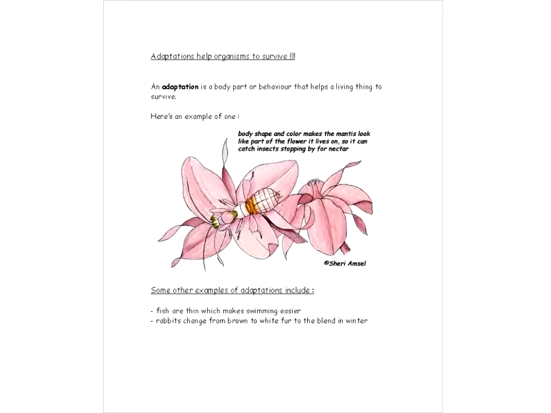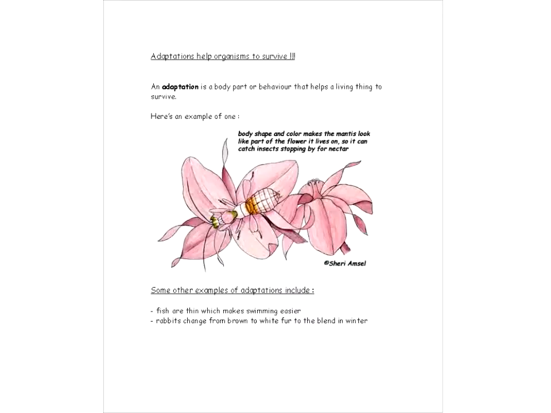And so the first picture here we have is talking about adaptations. And I put adaptations help organisms to survive. And so we'll just read the definition for an adaptation. It's a body part or behavior that helps a living thing to survive.